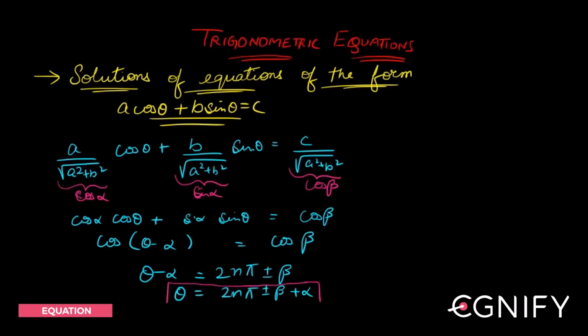Now it's an interesting section that we're going to see. We're still in trigonometric equations and we are now looking at the solutions of equations of this form: a cos theta plus b sin theta equal to c. Now we've already seen this.